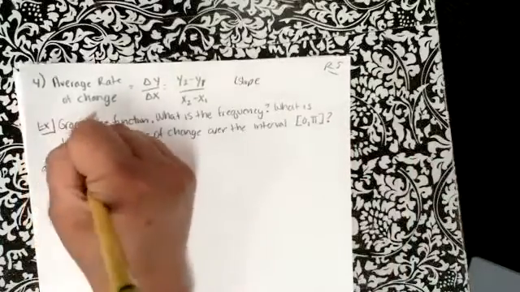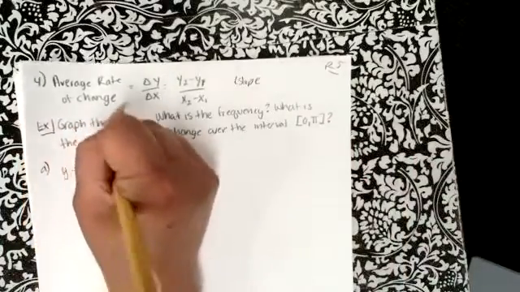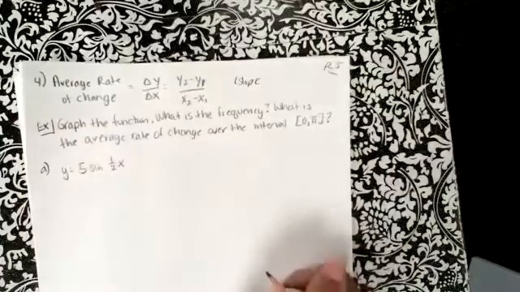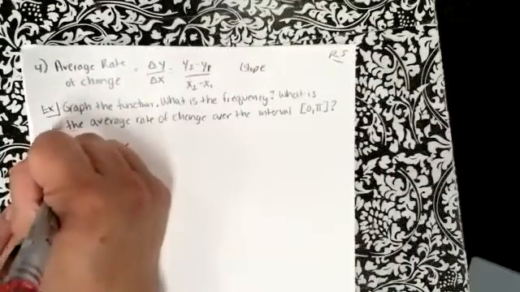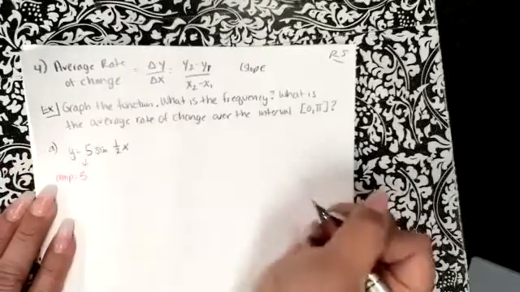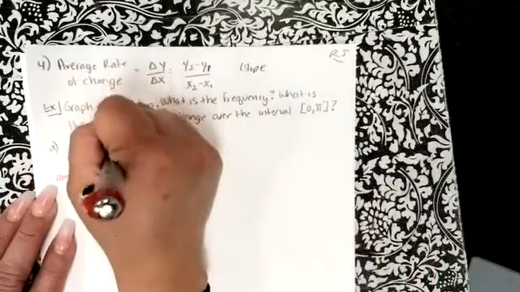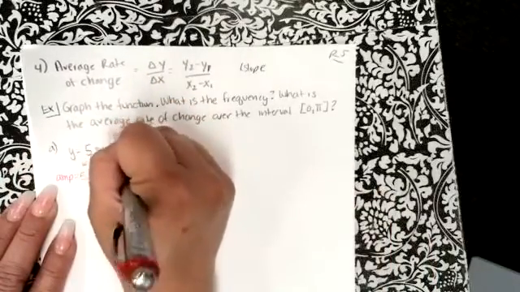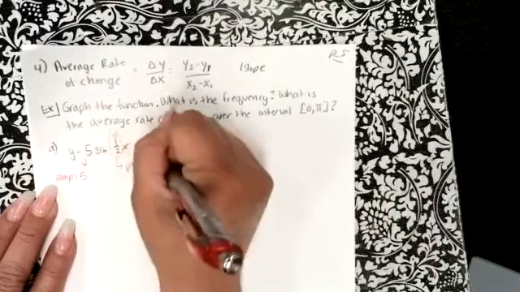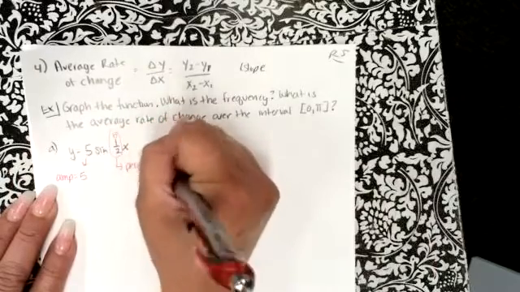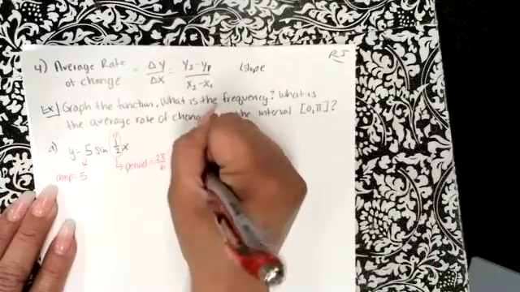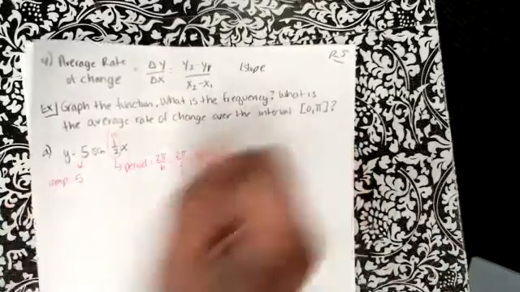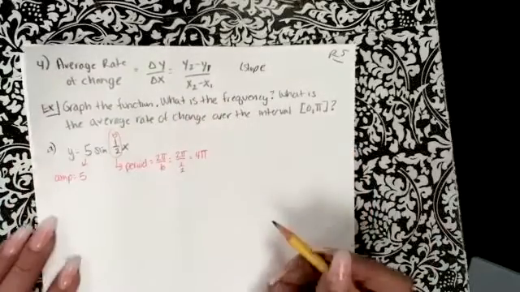Y equals 5 sine of 1/2 x. So 5 is your amplitude. This is the b value, which has to do with the period. And the period is 2 pi over b, which is 2 pi divided by 1/2. The 2 is going to flip up to the top. So the period is 4 pi.